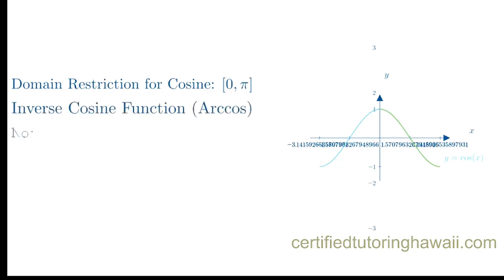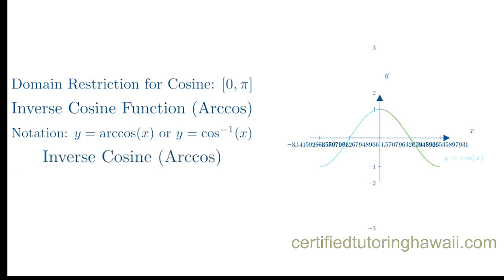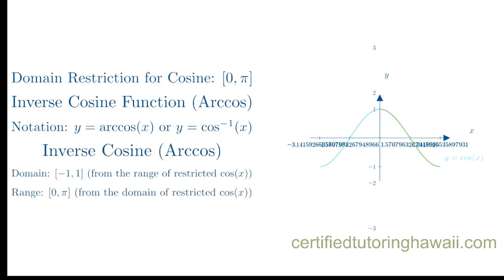This inverse is called the arccosine function, or inverse cosine. It's written as y equals arccosine x, or y equals cos inverse x. Again, we switch the domain and range from the restricted cosine function to find the properties of arccosine. The domain of arccos x is -1 to 1, and its range is 0 to pi. This is a very important difference from arcsine. The output of arccos will always be an angle between 0 and pi, or 0 and 180 degrees.